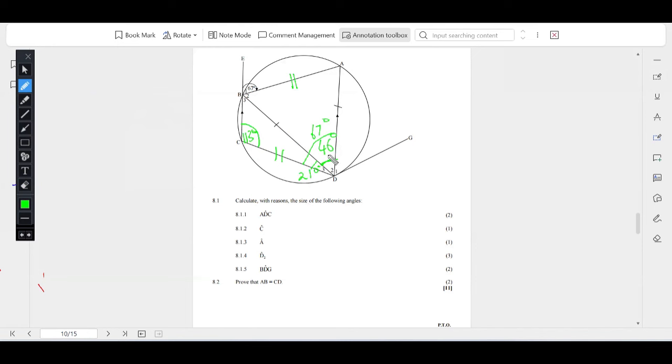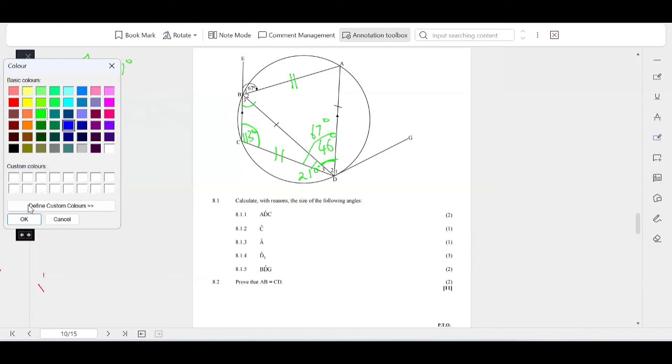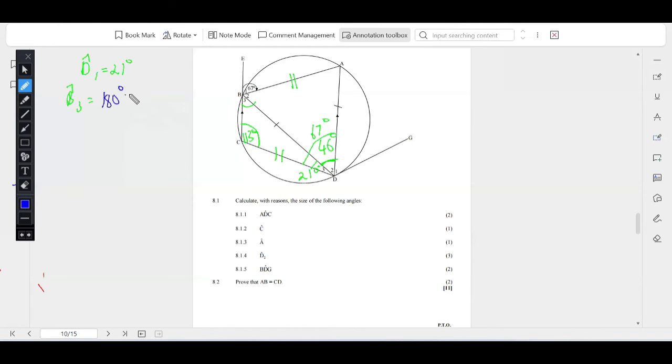So all I'm trying to do is calculate the size of B3. Let's say I have my D1 being 21 degrees, and then my B3 will be equal to 180 minus 113 minus 21. This is 46 degrees.